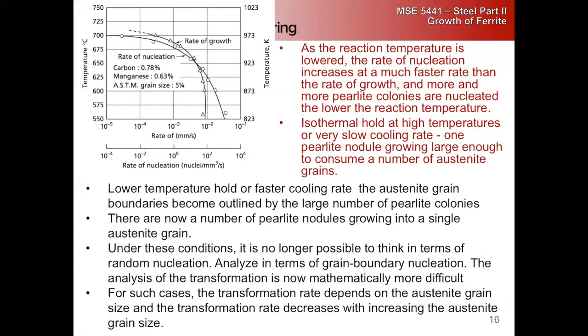So if we have an isothermal hold at high temperatures or a very, very slow cooling rate, one pearlite nodule, it's hard to nucleate, but easier to grow. So we can nucleate essentially one pearlite colony, and it will just continue to grow out, and it can potentially consume a large number of prior austenite grains, right? So it's not easy to tell what the prior austenite grain size was just by looking at the pearlite colony size. Yeah.